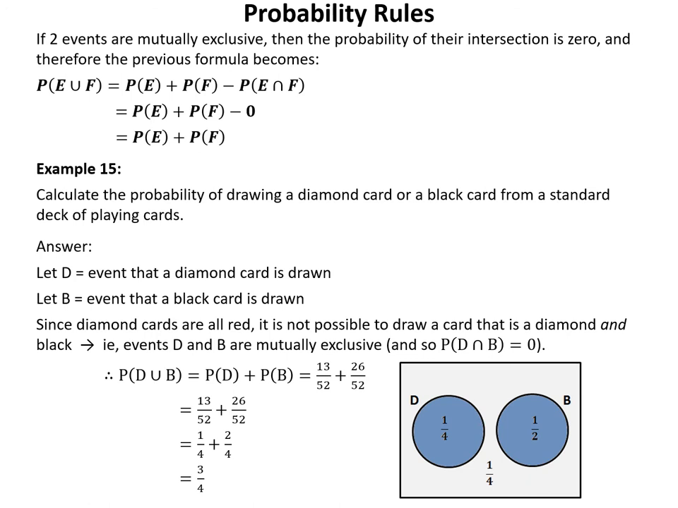And since 13 out of 52, or one quarter of the deck, is diamonds, that would be 13 over 52, and the probability of getting a black card is half, which is 26 over 52. So that equals 13 over 52 plus 26 over 52, or more simply, one quarter plus a half, which is one quarter plus two quarters, which is equal to three quarters. And the Venn diagram on the slide shows the probabilities and how they sit given that events D and B are mutually exclusive.